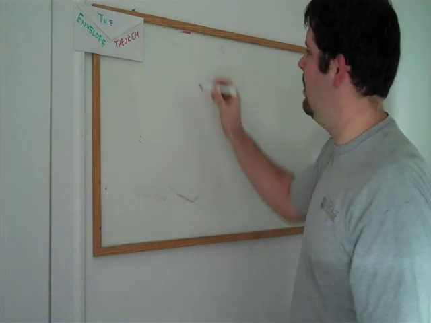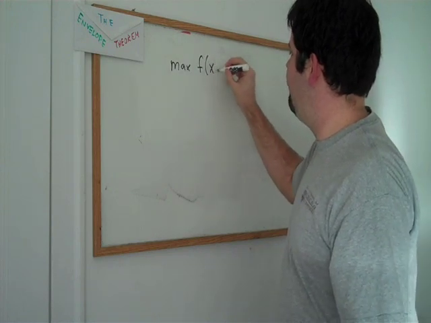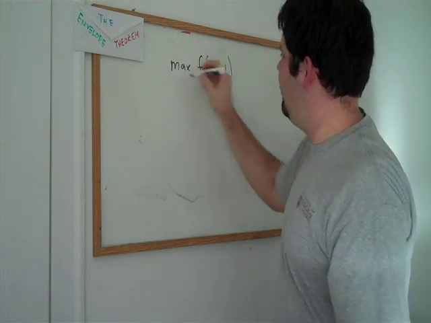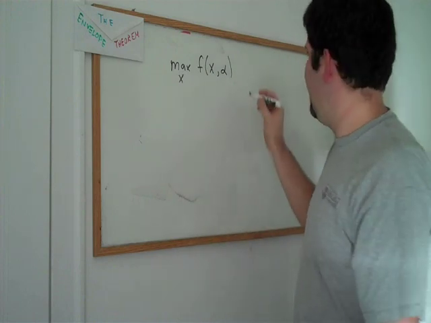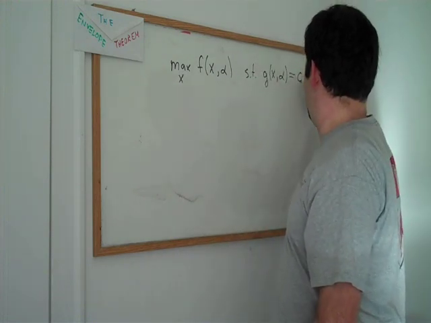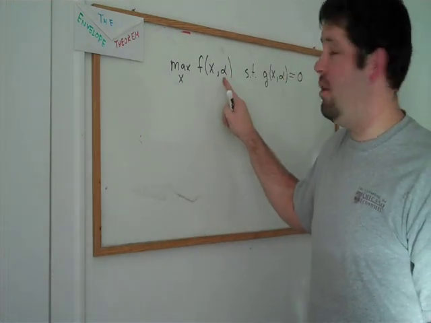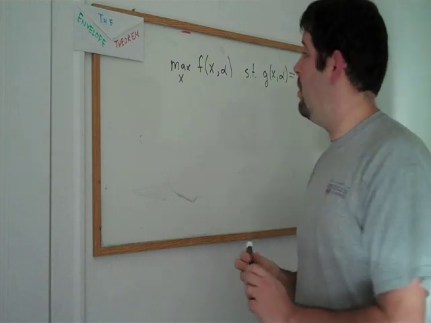Here's the setting. Suppose that you want to maximize a function with respect to x and perhaps subject to some constraint. The constraint and the objective function are both functions of a parameter alpha. We could set up our Lagrangian.